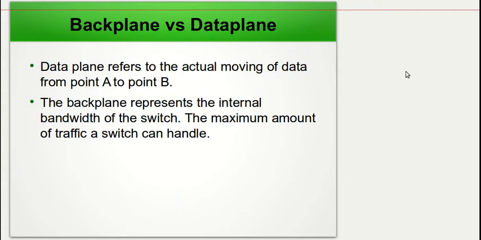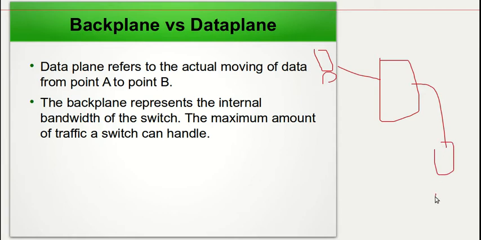So two different planes on which it operates. So the data plane refers to the actual moving of data from point A to point B. The data plane defines how devices that connect to a switch are able to communicate, and how traffic is moved from point A to point B.